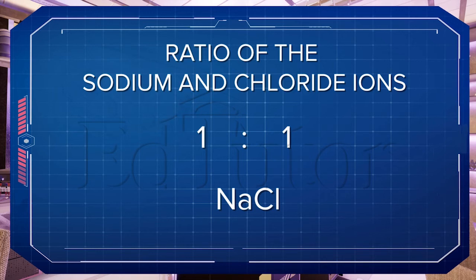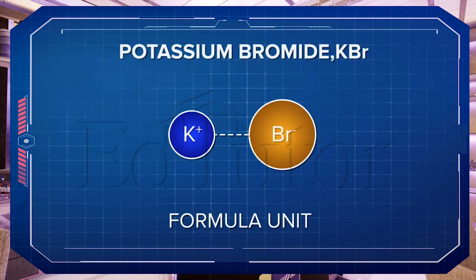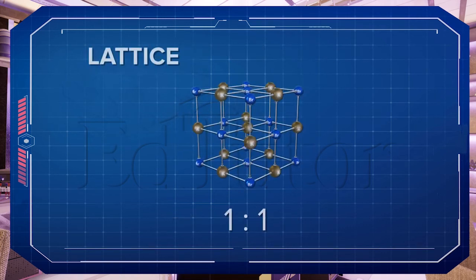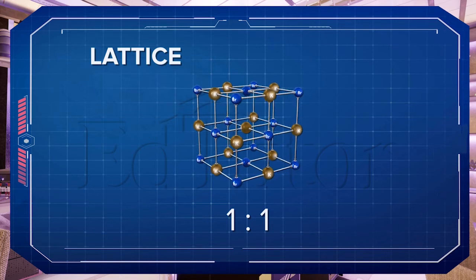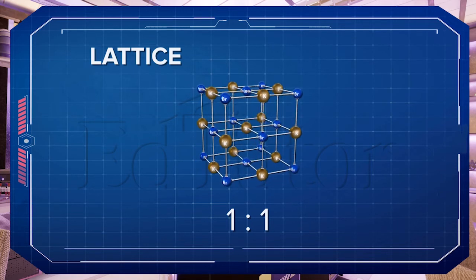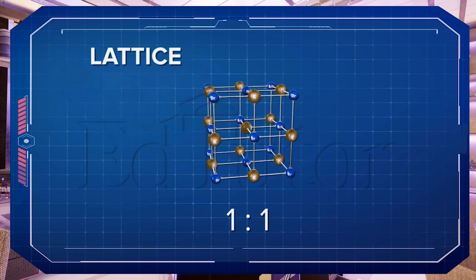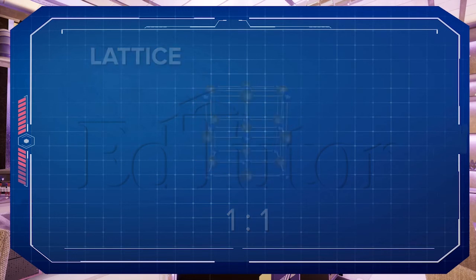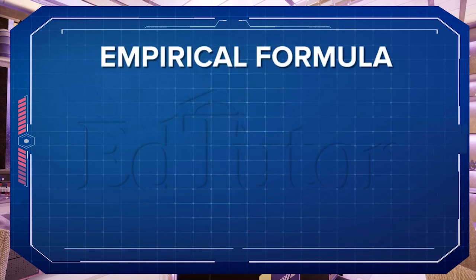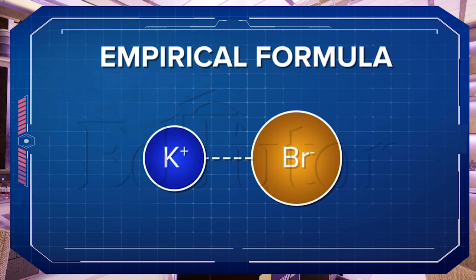NaCl. The formula unit of potassium bromide is KBr. It means that the ratio of potassium and bromide ions in its ionic lattice is 1:1 only. Therefore, the empirical formula is KBr.